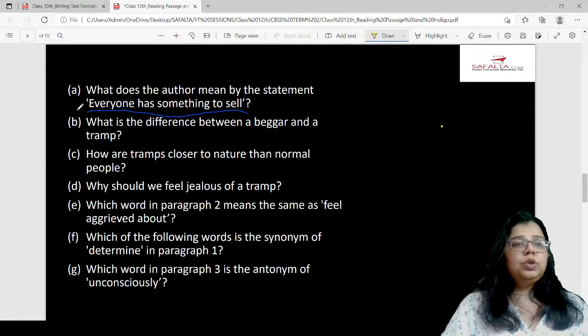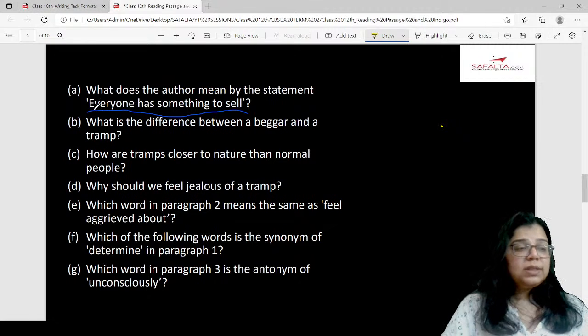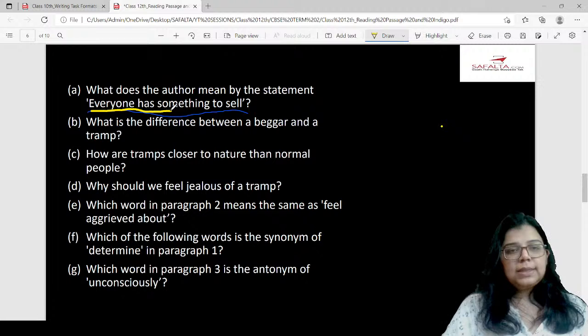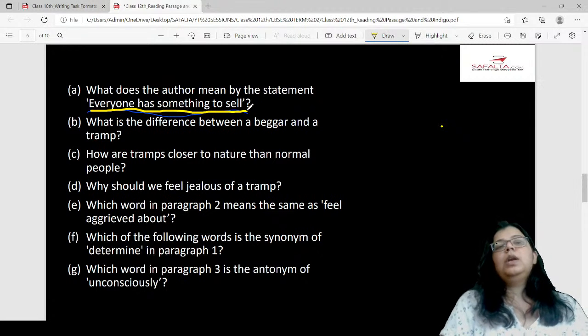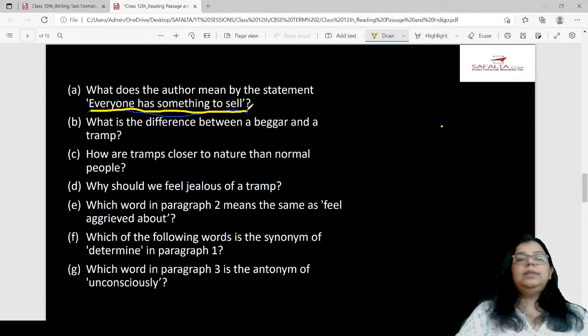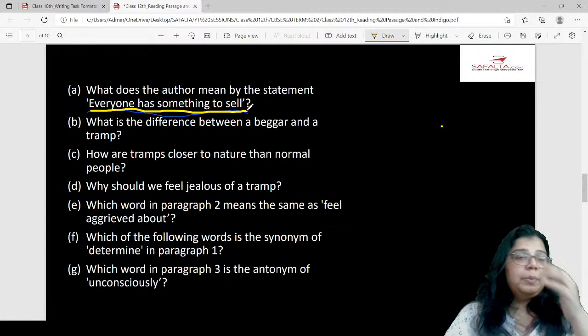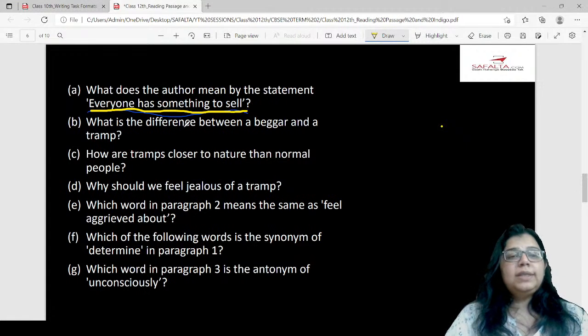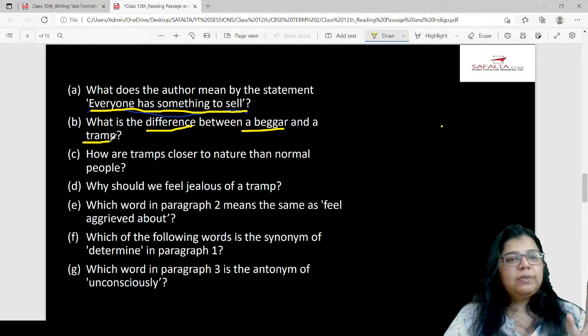Anyway, so what does the author mean when he says everyone has something to sell? What is the meaning of this? I'm just giving an example. The second one says, what is the difference between a beggar and a tramp? Now, the first question is, everyone has something to sell. Let's go back to the passage.